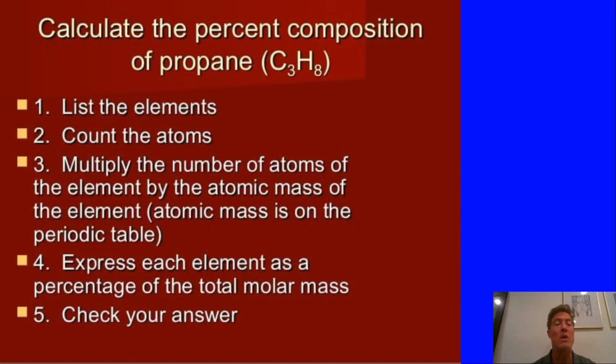So the first thing we're going to do is list the elements and count the atoms. So we have C and we have H. We have 3 C's and 8 H's. Then we multiply the number of atoms of each element by the atomic mass of the element, using the atomic masses from the periodic table. We express each element as a percentage of the total molar mass, and then of course we check our answer to make sure, for example, that it adds up to 100%.